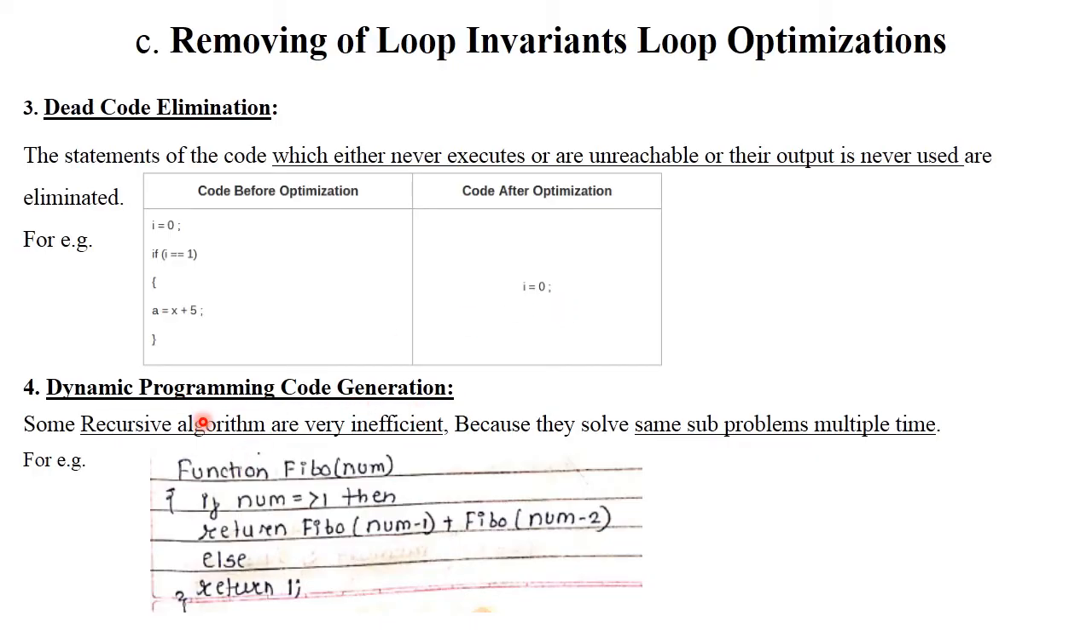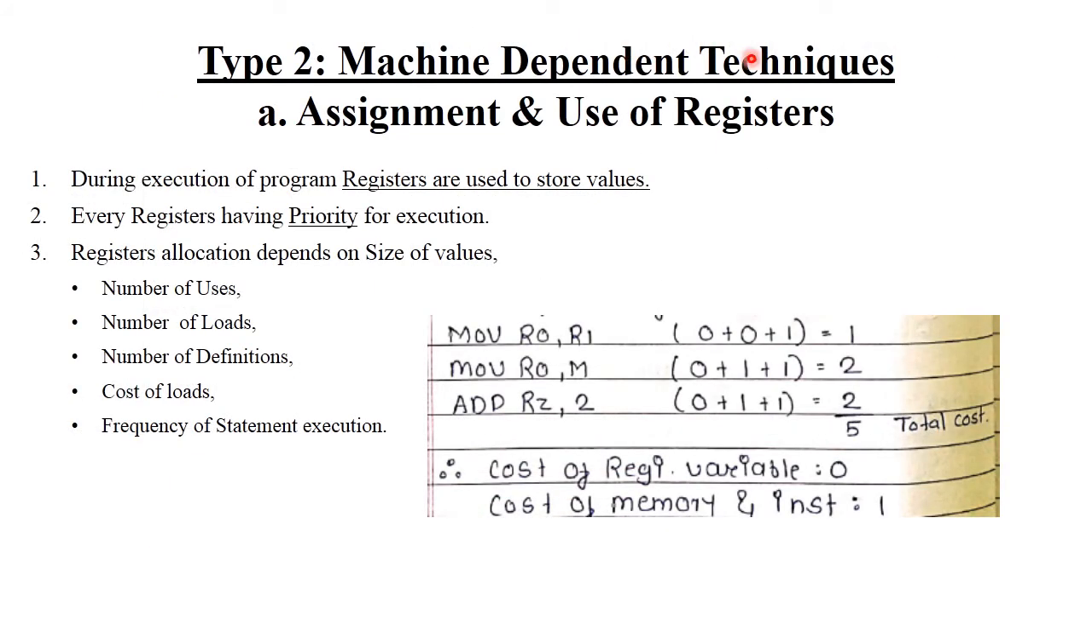Next, dynamic programming code generation. Dynamic programming here simply means a recursive algorithm, which is inefficient. See here, this is the Fibonacci series, and it recursively calls the Fibonacci function again and again. So remove this dynamic programming code generation, as it solves the same subproblems multiple times. Clear?